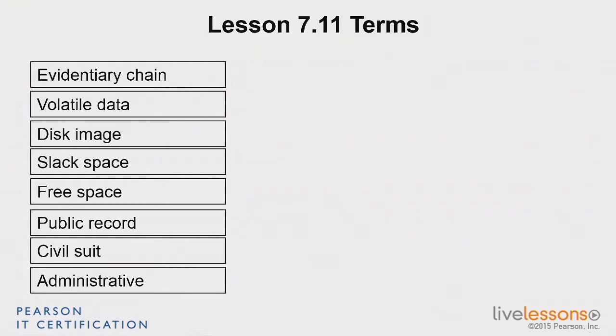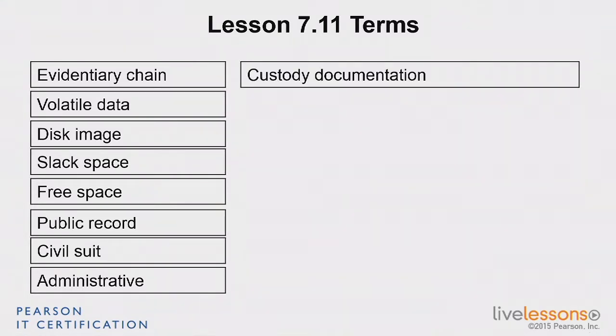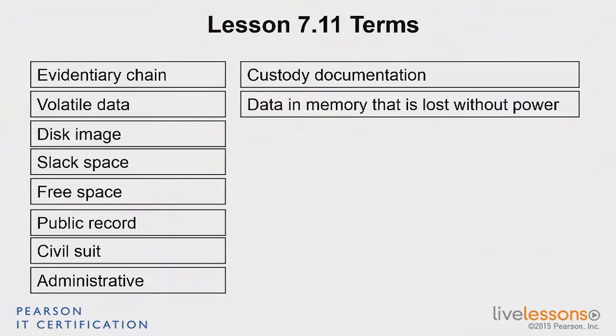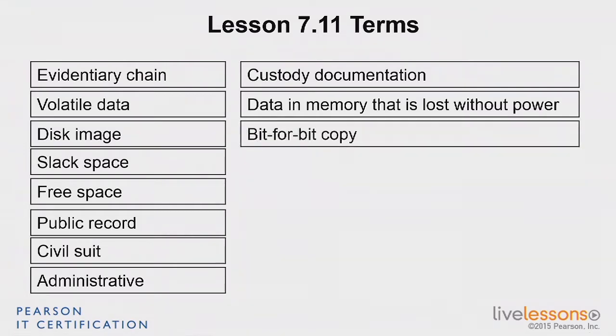Let's go through our 7.11 terms. An evidentiary chain is custody documentation. Now that's also referred to as a chain of custody. Volatile data is data that's held in memory that's lost without power. A disk image is a bit-for-bit copy. And it's going to be an exact replica. It's going to have the slack space and the free space as well.